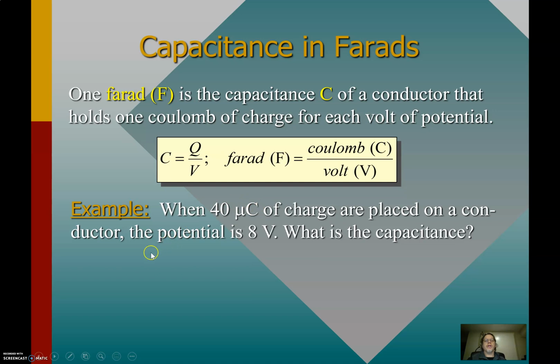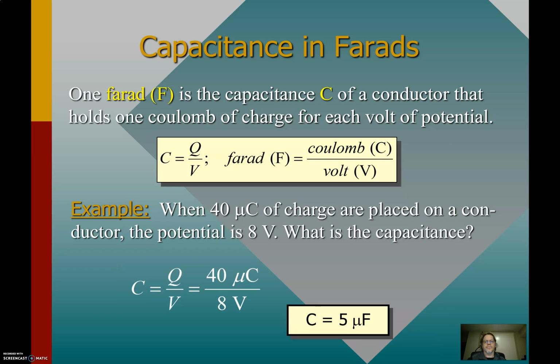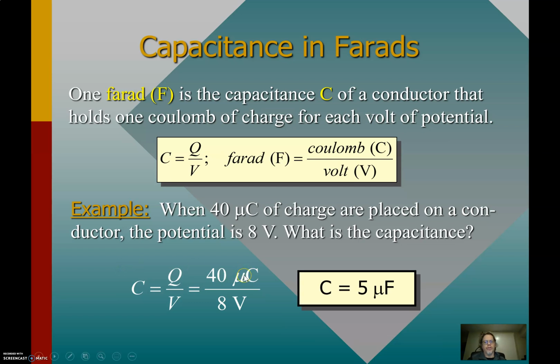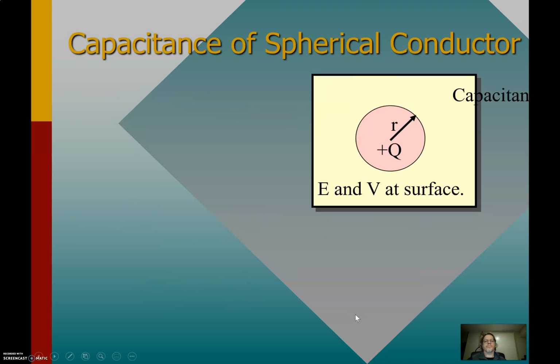So when you have 40 microcoulombs of charge placed in a conductor with a potential of 8 volts, capacitance is your 40 divided by 8, but remember it's times 10 to the negative 6 on that thing. Or you can leave it alone, and you end up with your 5 microfarads, which is a pretty common thing to do. It's easier than writing 5 times 10 to the negative 6 farads. So the capacitance of the capacitor would be a 5 microfarad capacitor.